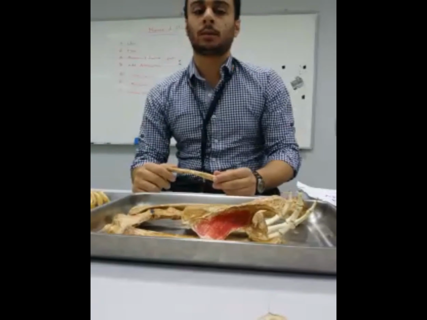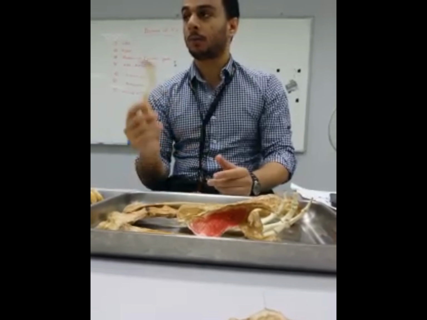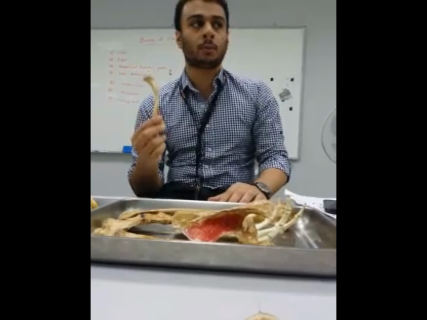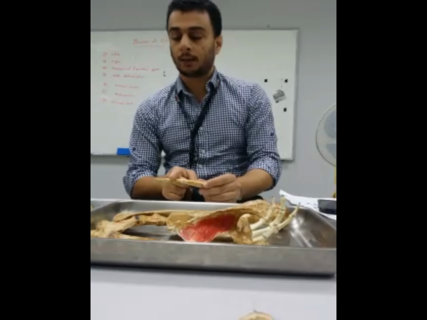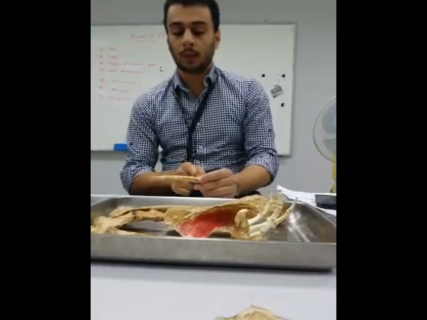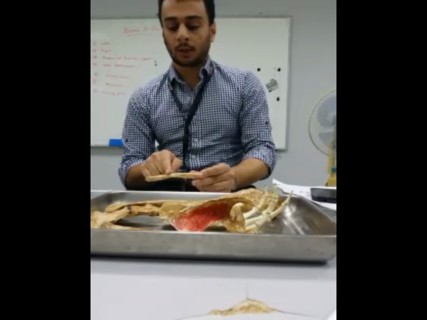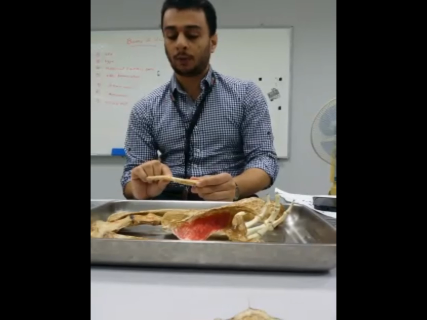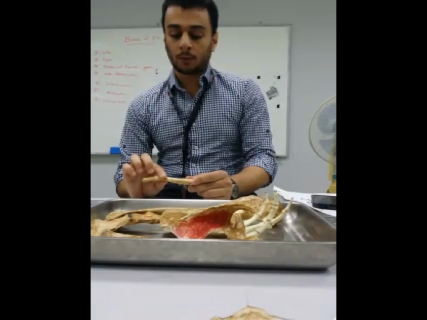So the clinical importance of the clavicle: it is considered one of the most commonly fractured bones in the body, and the common site for fracture will be here, the site between the medial two-thirds and the lateral one-third, because this will be the site for the curving here, and any curvature of the bone means a weak point. So there will always be a fracture here.